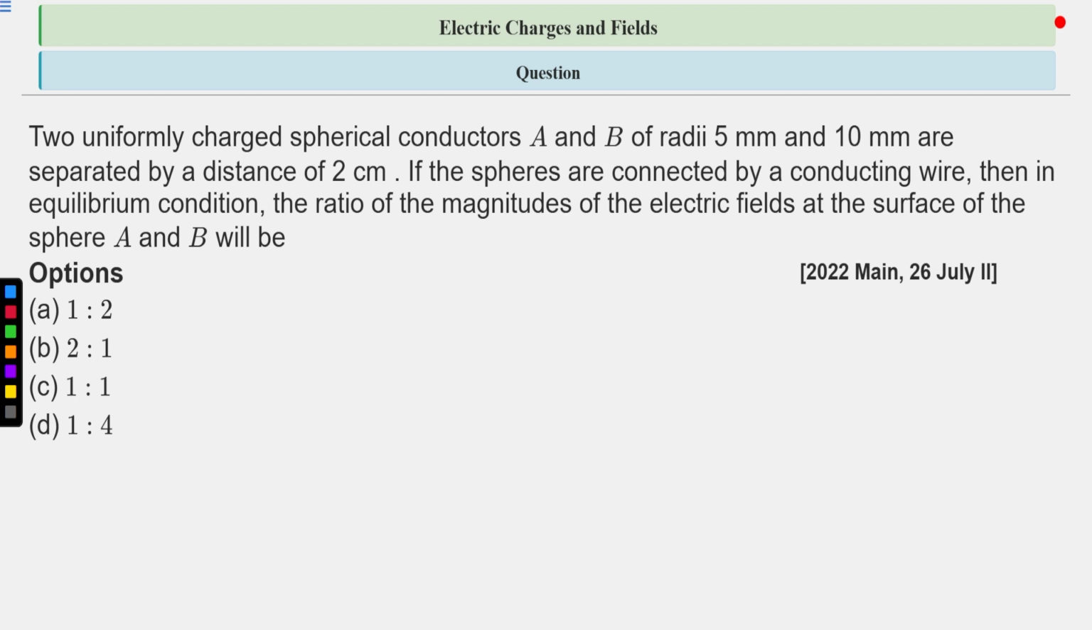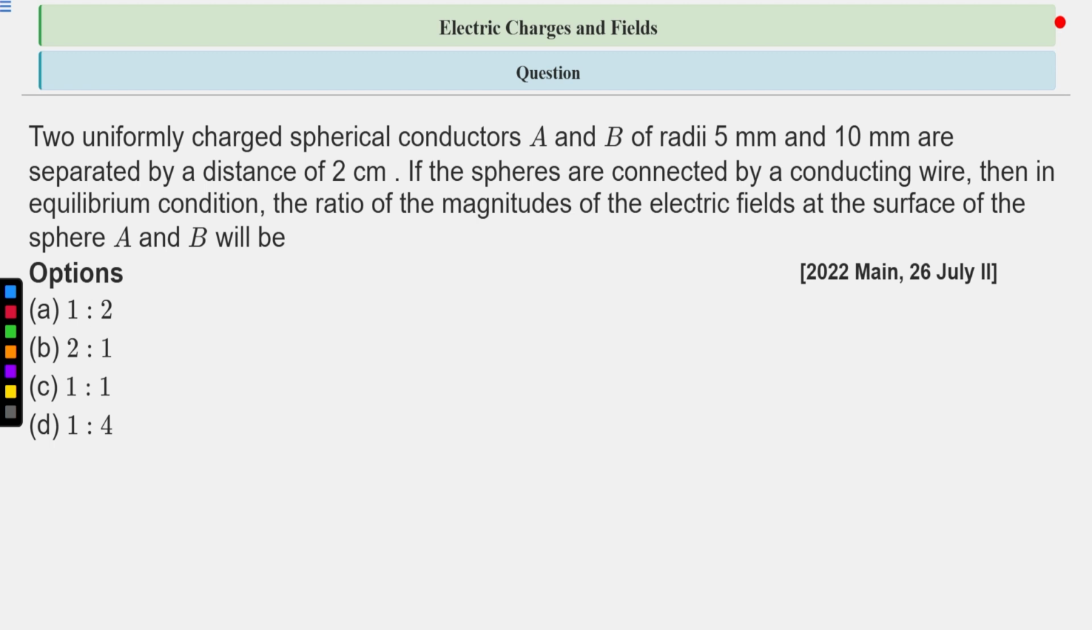Two uniformly charged spherical conductors A and B of radii 5 mm and 10 mm are separated by a distance of 2 cm. If the spheres are connected by a conducting wire, then in equilibrium condition, the ratio of the magnitudes of electric fields at the surface of the spheres A and B will be. So there are two uniformly charged spherical conductors having different radii and they are separated by 2 cm.